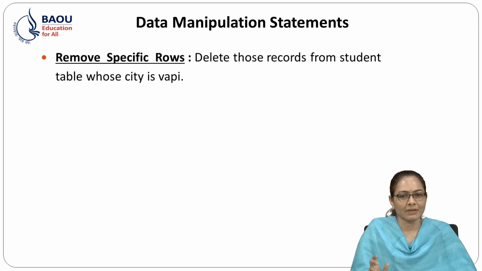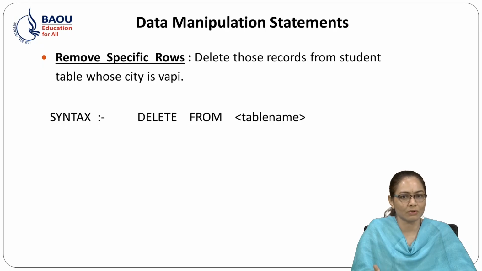Next, we remove specific rows. Delete those records from the student whose city is Vapi. This command is used to delete particular records only. So the syntax is delete from table name, then where condition. So how do we write the delete command for specific or particular records? See the example.